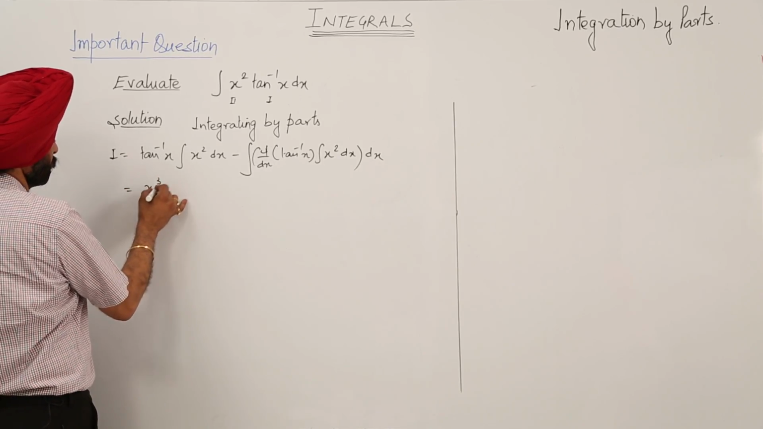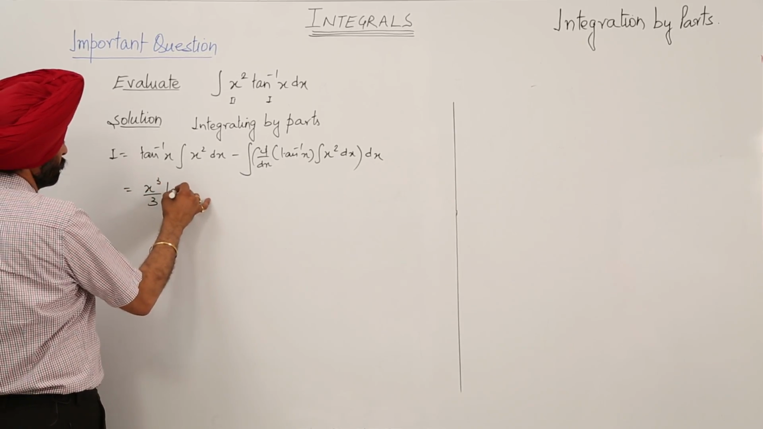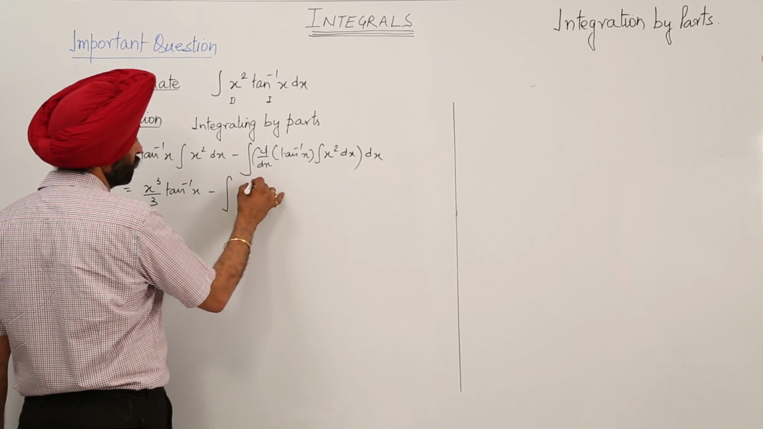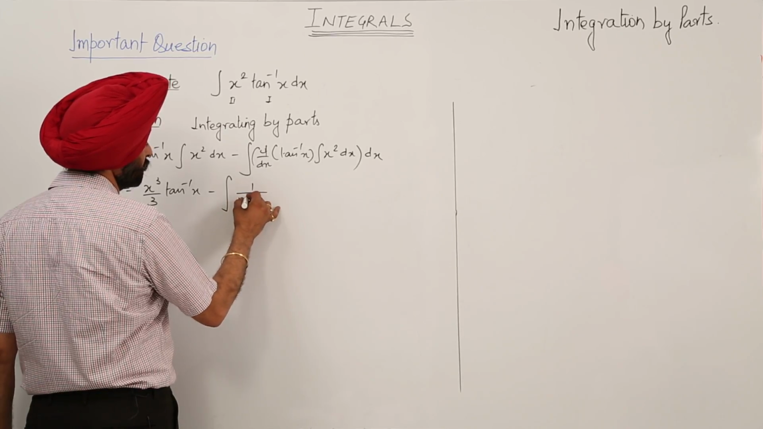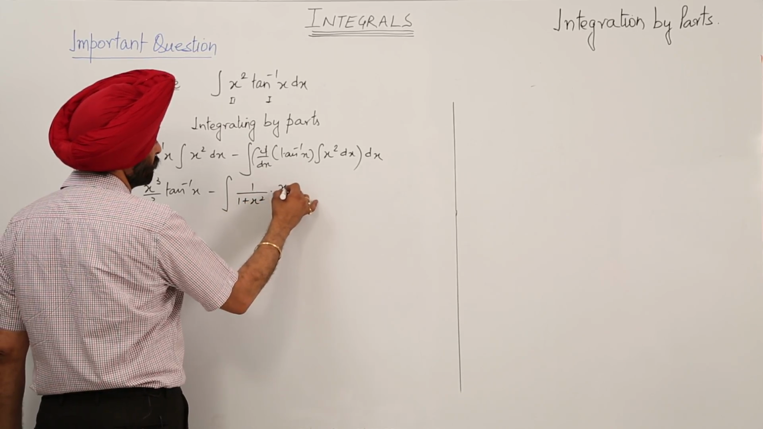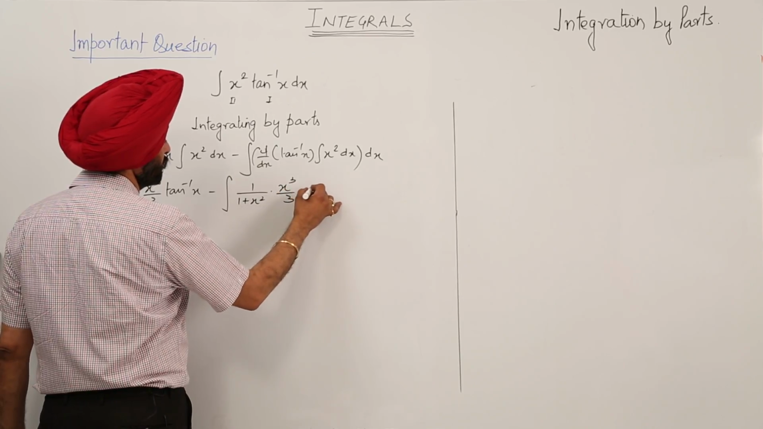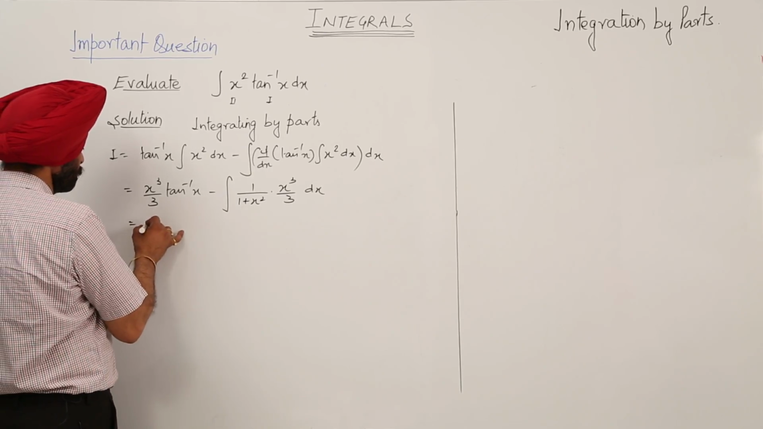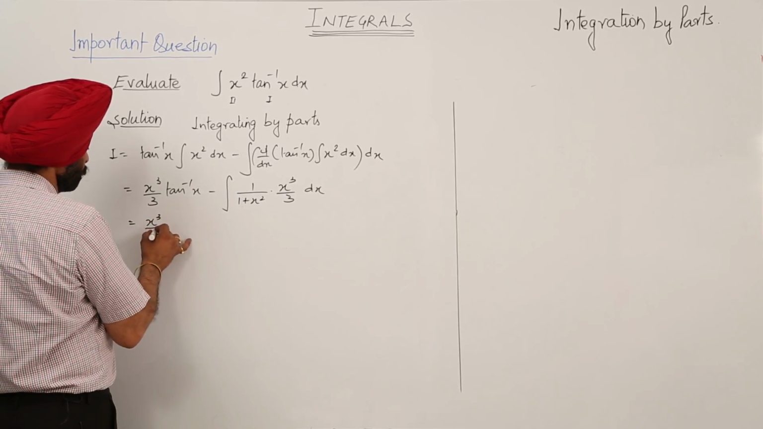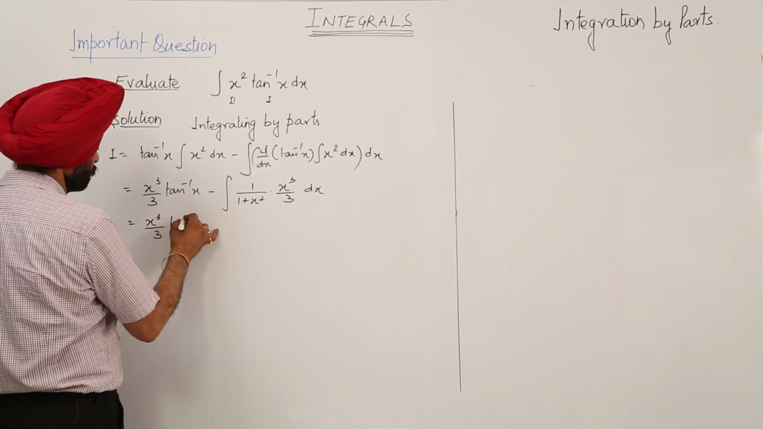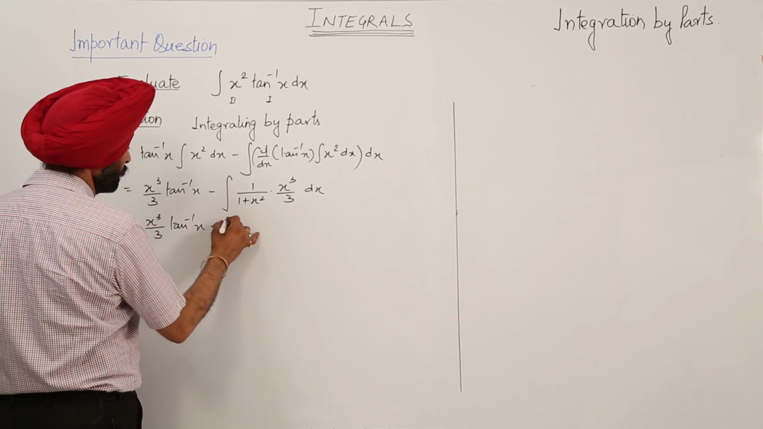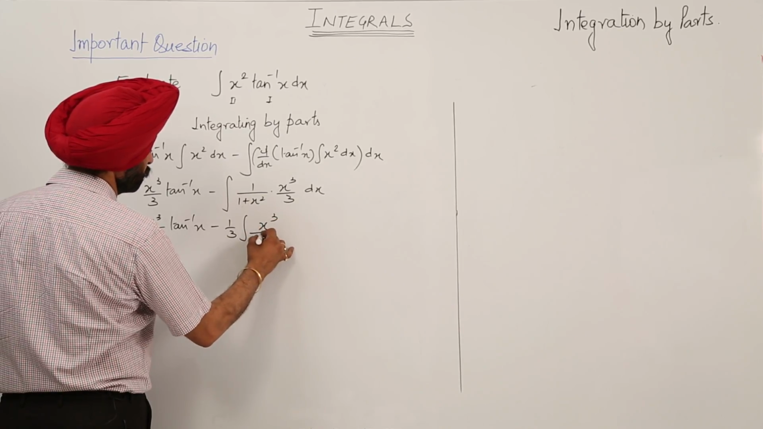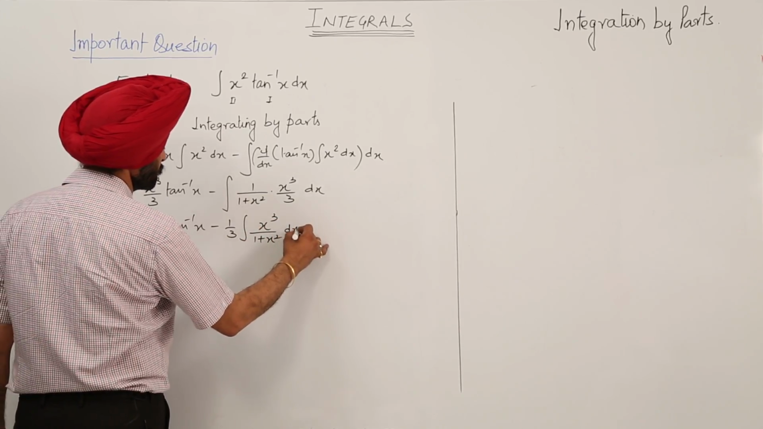Now x cube upon 3 tan inverse x minus integration of, now derivative of tan inverse x, that is 1 upon 1 plus x square, x cube upon 3 dx. Now this becomes x cube upon 3 tan inverse x minus 1 upon 3 integration of x cube upon 1 plus x square dx.